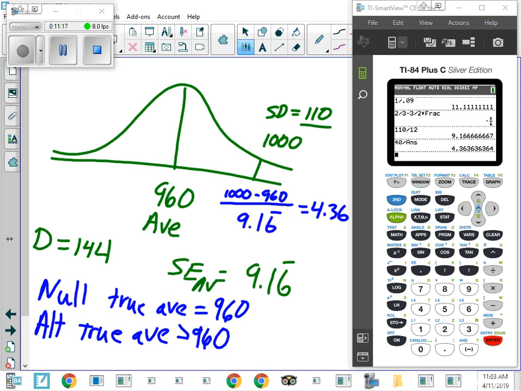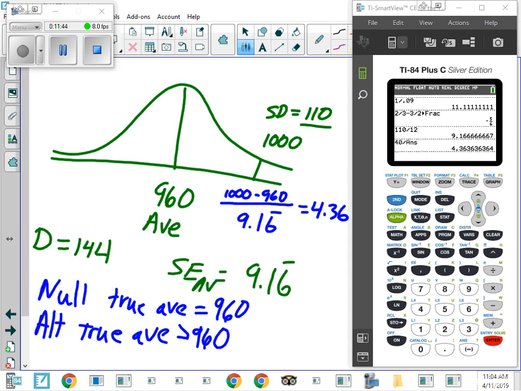Why don't I say the true average is 1,000? And that's not my point here. If I wanted to take a sample and to find the true average, I create something called a confidence interval. And I would take the 1,000 and I would add or subtract two SEs, and I would say I'm 95% confident the true average is somewhere in this window.